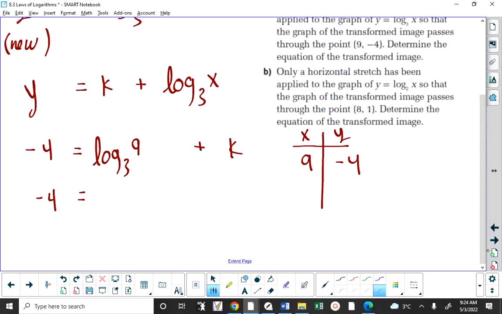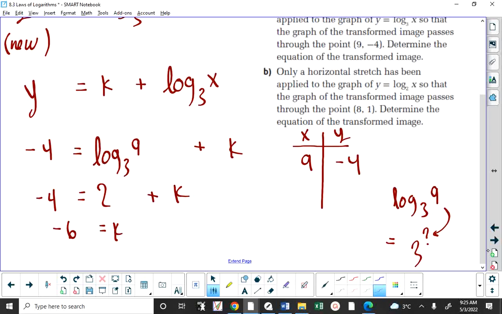Log base 3 of 9 is the exponent. So log base 3 of 9 equals the exponent to which you raise 3 to get 9. That's what log base 3 of 9 is. So you have to raise 3 to the 2 to get 9. And now what we can do is subtract 2 from both sides and see that k is equal to negative 6.